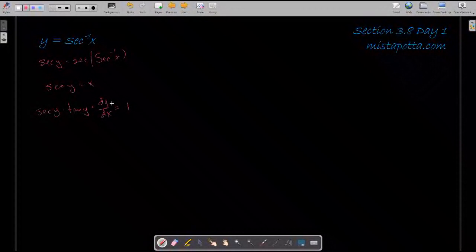So I've got dy dx, which is really equal to 1 over the secant of y times the tangent of y. And I know that the secant of y is going to be x, but just as before, I want to think of what tangent of y is in terms of x.